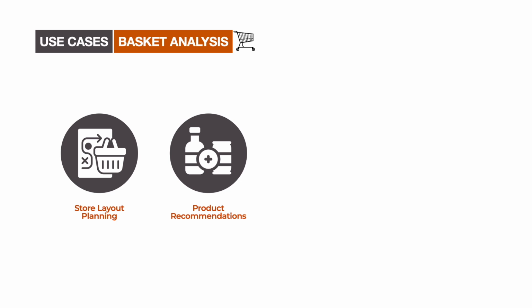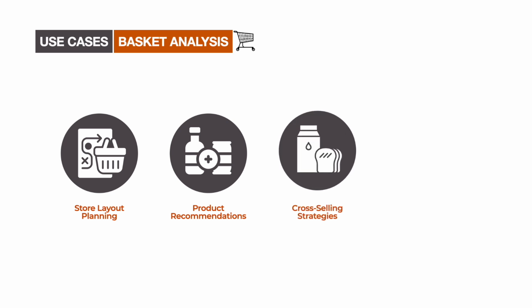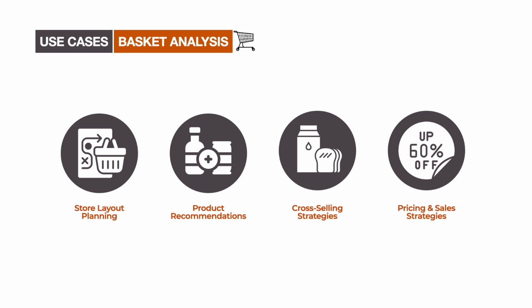An online retailer can recommend the products bought together by suggesting the second product when the consumer places the first product in the cart. A retailer can create cross-selling strategies to sell the products together. And finally, a store can create promotions and pricing strategies by offering discounts for buying the products together.